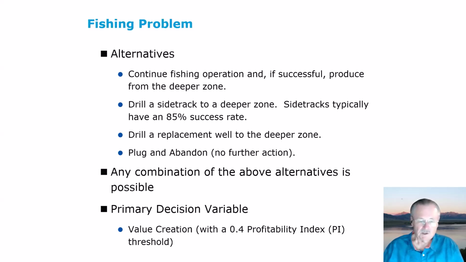The primary decision criterion identified was value creation, and that is measured by a profitability index of 0.4. Profitability index, you can look that up on Wikipedia, but it's basically net present value divided by the capital. And there are different ways of defining the capital. In this case, we're going to use a discounted capital, because oftentimes these things have capital that's spread over many, many years, and you don't just want to add them up. You want to take a discount, so you've got discounted value over discounted capital.